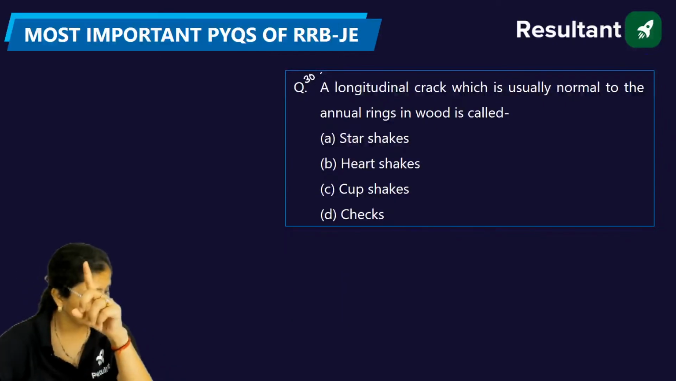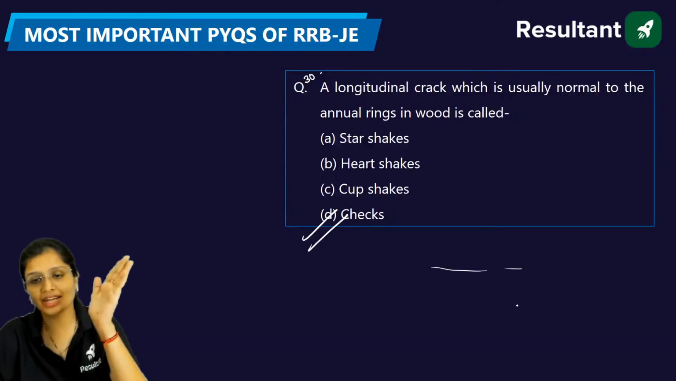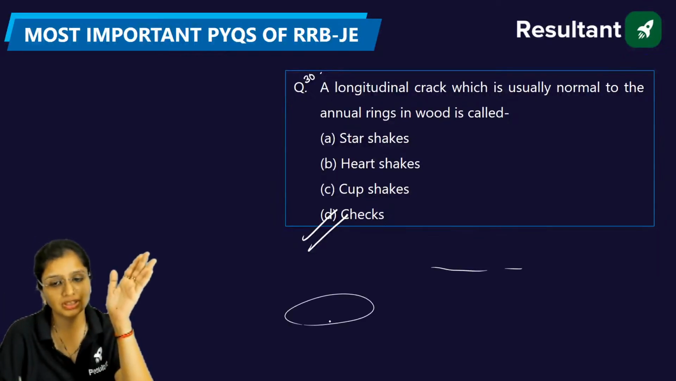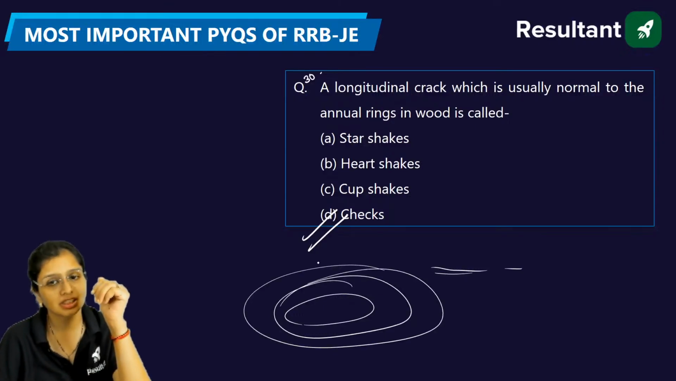This question I've also made you, so no, nobody has answered. Vishnu has said it correctly. Checks. So longitudinal cracks normal to the annual rings which are there in the wood. These are what? Checks. This you call it as checks.